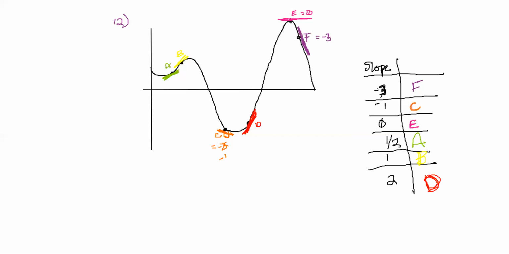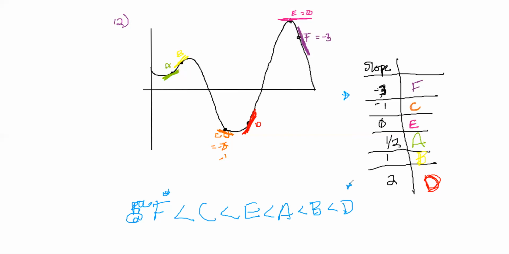Yeah, I just ranked the values of the rate of change, and they really didn't give any actual value. Yeah, that sounds like a gritty question. I don't like that. But what you would do is start with the ones that are the lowest. You'd say that the rate of change at F is less than C, is less than E, is less than A, is less than B, is less than D, if that's what they were asking for. Because this is the smallest rate of change and this is the largest rate of change.